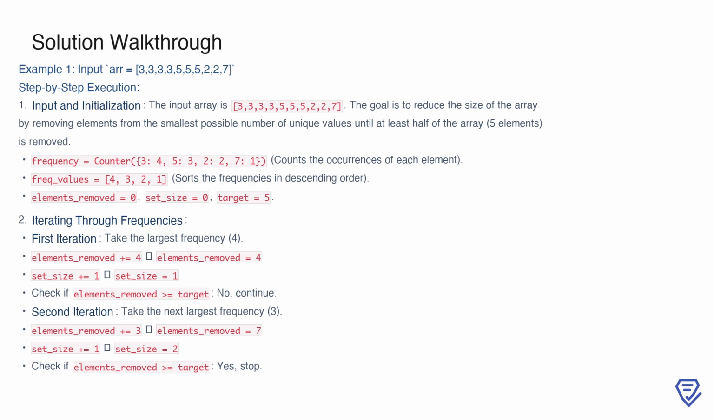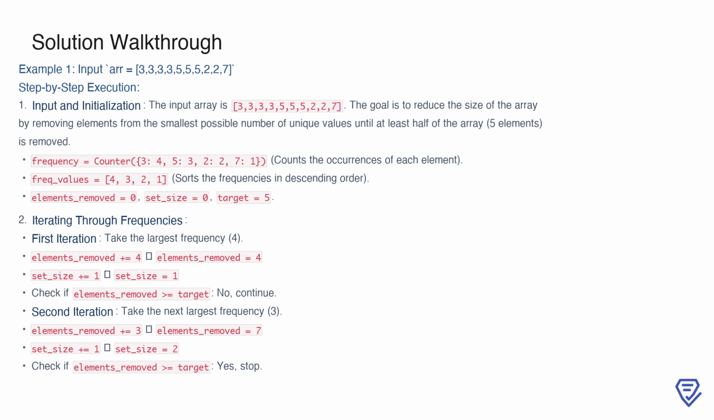In this example, the input array is 3 3 3 3 5 5 5 2 2 7, and our goal is to reduce the size of the array by removing elements until at least half of the array, which is 5 elements, is removed. We start by calculating the frequency of each unique element, resulting in frequency equals Counter({3: 4, 5: 3, 2: 2, 7: 1}). This tells us that the number 3 appears 4 times, 5 appears 3 times, and so on.